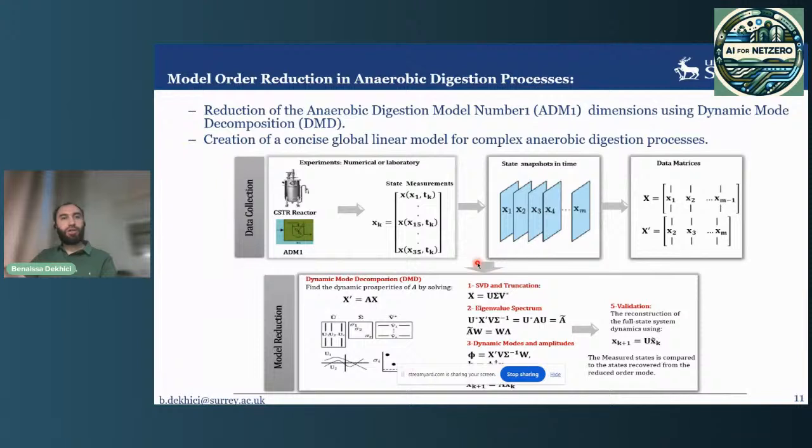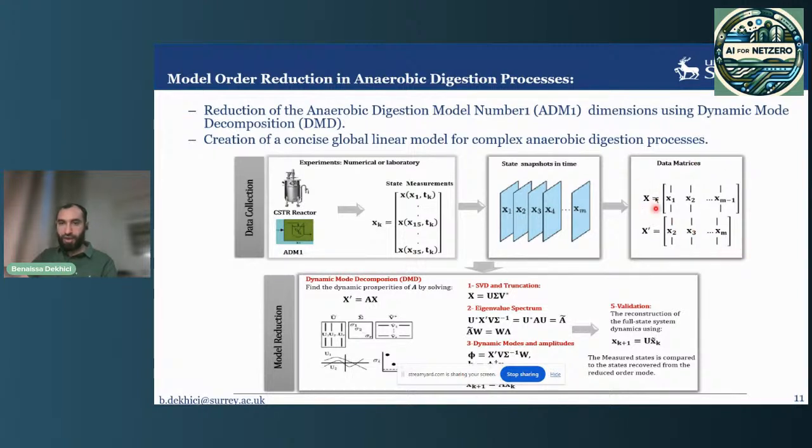And with regards to the ADM1 model, we tried to reduce the model from 35 states to the states that are more important and dominant. What we have done exactly here: we have taken the measurements of all the states. So we have just measured the states of the ADM1 model. We have stacked them into a vector, as you can see. So we have x1, x2, until x35, and we have made a snapshot in time. So x1 is your concentration at time 1, x2 is your concentration at time 2, and so on and so forth. And we have reshaped these data matrices.